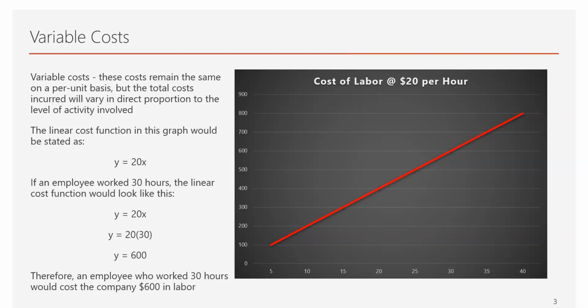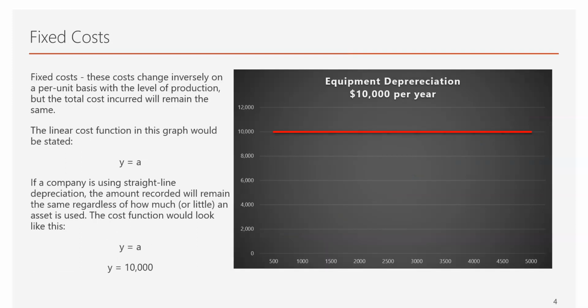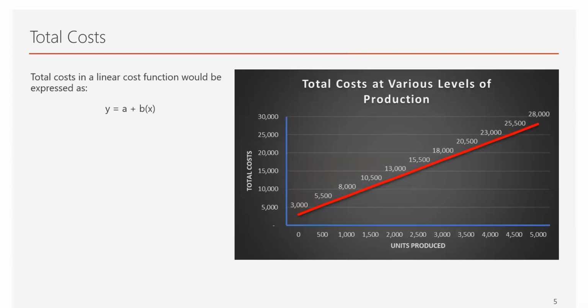So my cost function for variable cost would be Y equals 20X, or BX. And then for a fixed cost, my cost function will be Y equals A, in which my total cost will be equal to my fixed cost. And that's, again, because there's no variable component in there, my fixed cost will also equal my total cost.